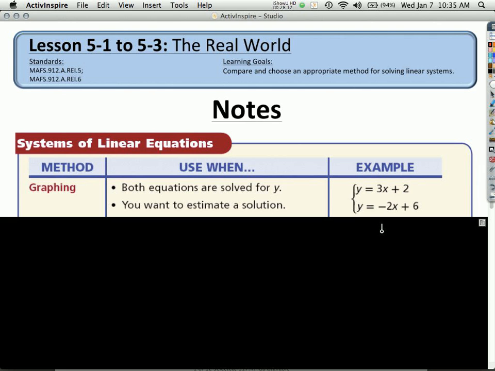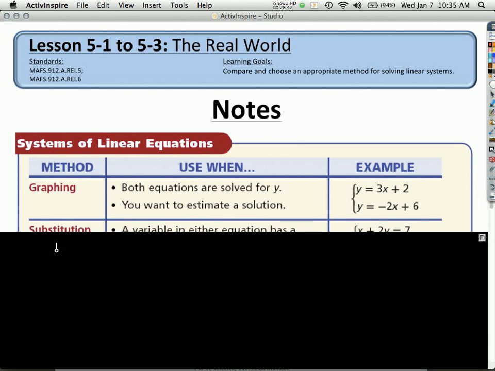I've said it during the warm-up, and I'm going to say it again. We're pretty much not going to use graphing for a real-world scenario unless we have to, unless we need the graph for something. But that's not going to happen very often, because there are too many areas in graphing where we can make a mistake that leads us to a solution that's not correct. And it's a lot of work.